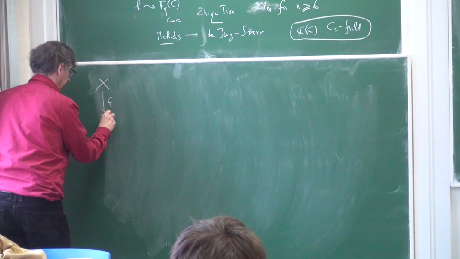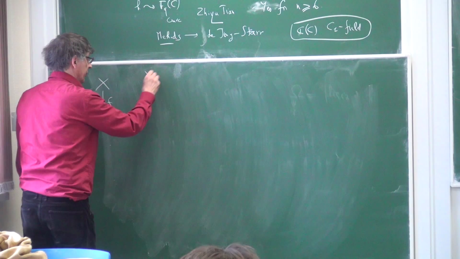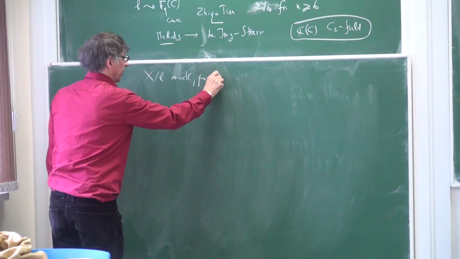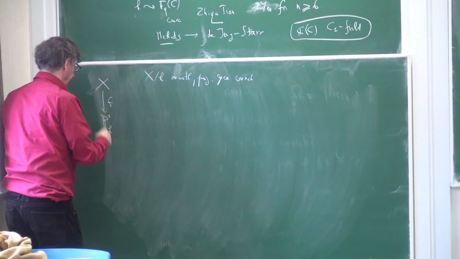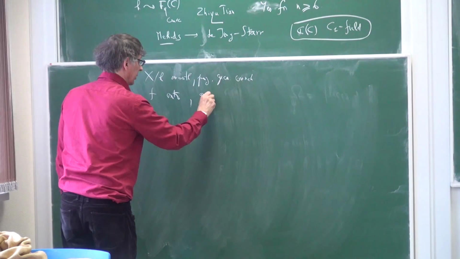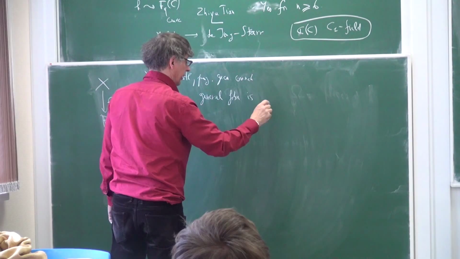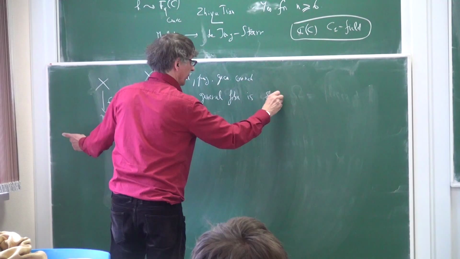And I have a one parameter family, X goes to P1, where X over k is smooth projective, geometrically connected as usual. The fibration f is onto, and the general fiber, or the generic fiber if you want, is smooth and geometrically connected.